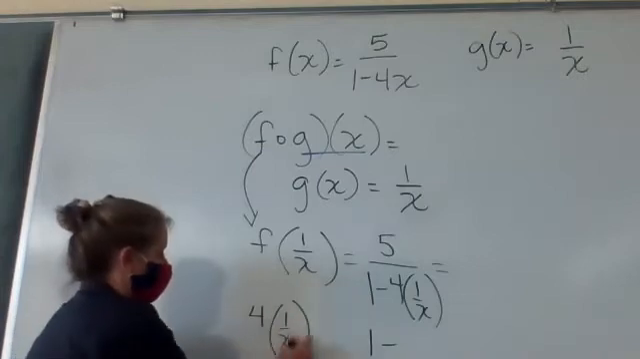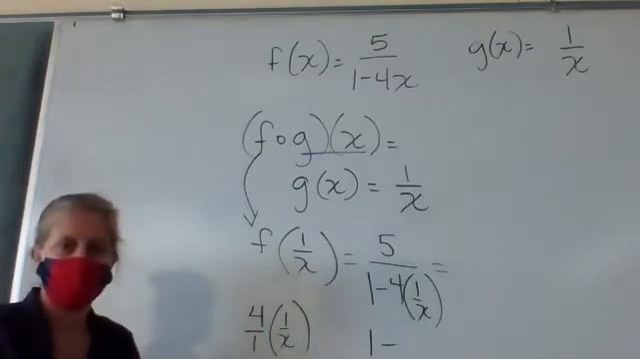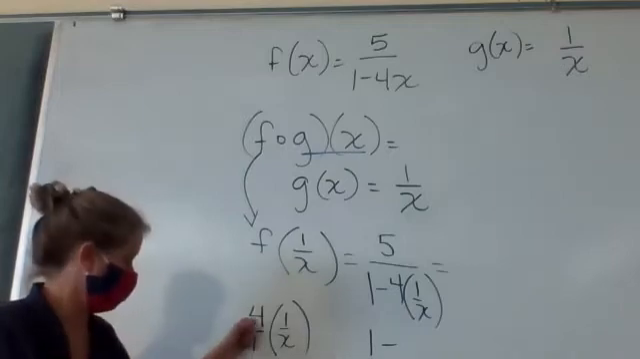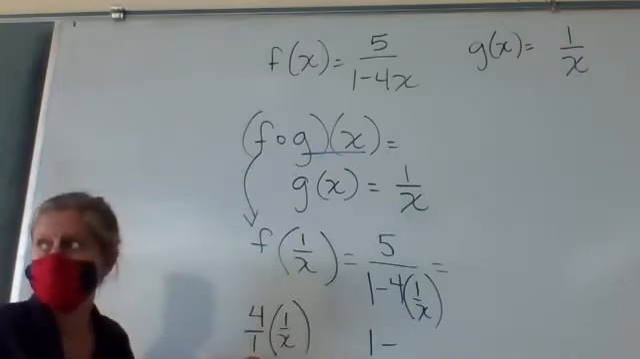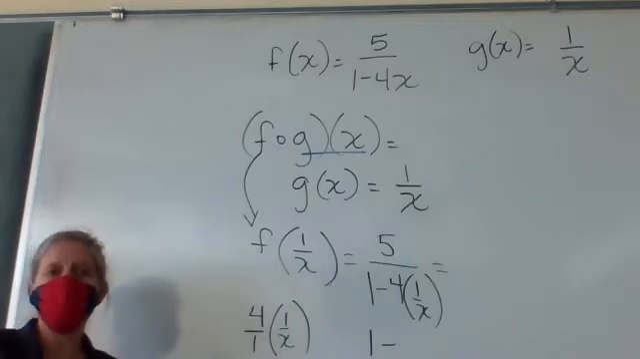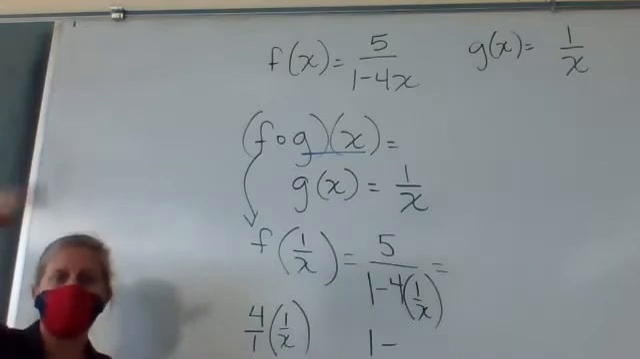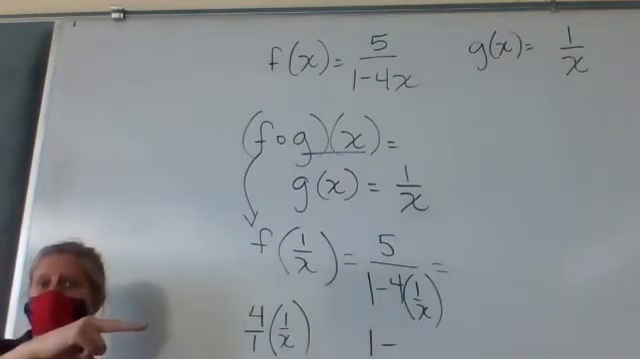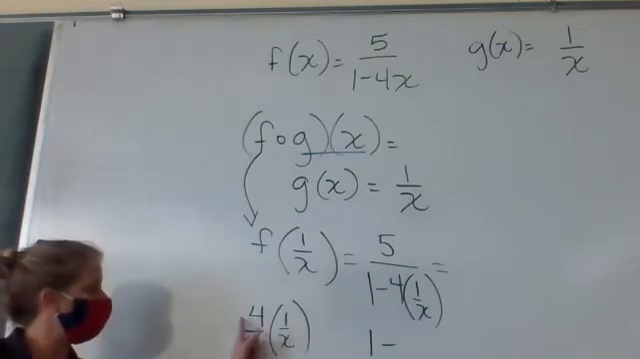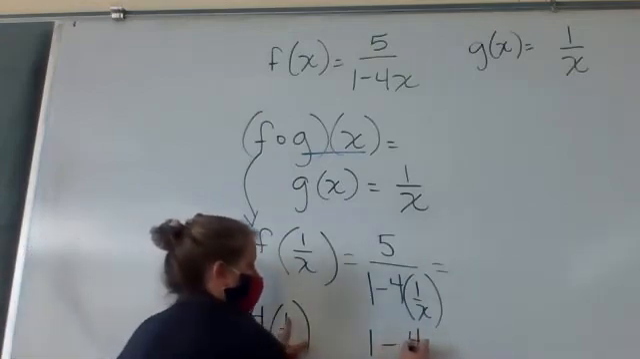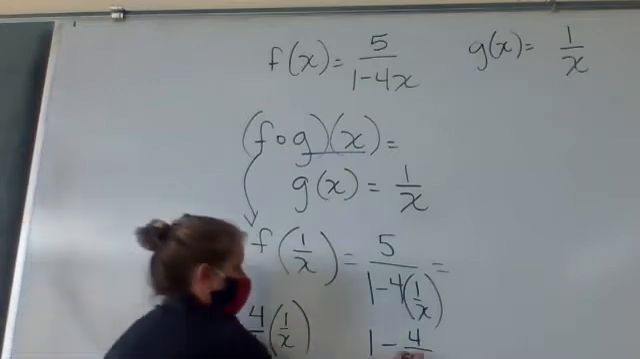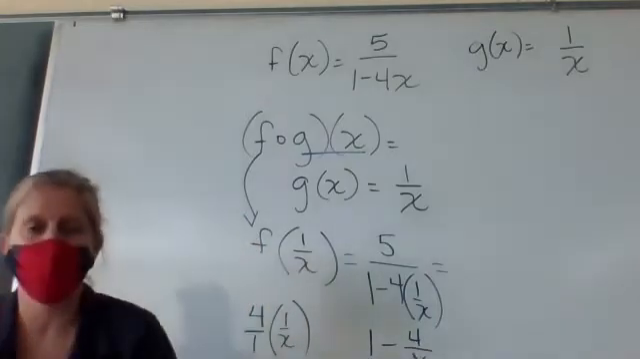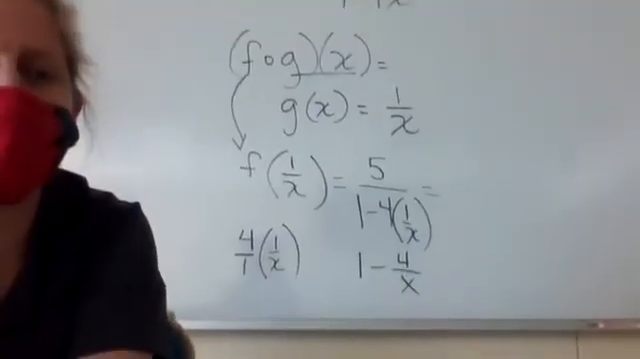Here's the good thing about multiplying fractions. I can think of 4 as 4 over 1. When you multiply fractions, there is no need for a common denominator. That's when we're adding and subtracting. Then you got to worry about all that. But when you're multiplying fractions, you simply multiply the top numbers together and the bottom numbers together. So 4 times 1 gives me 4. 1 times x gives me x. So now I'm just left with 1 minus 4 over x.